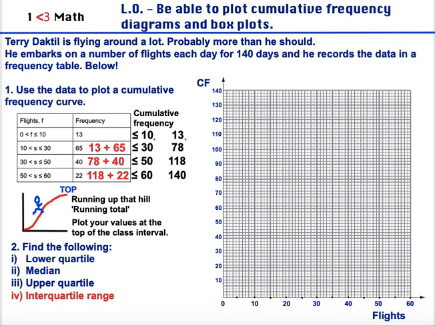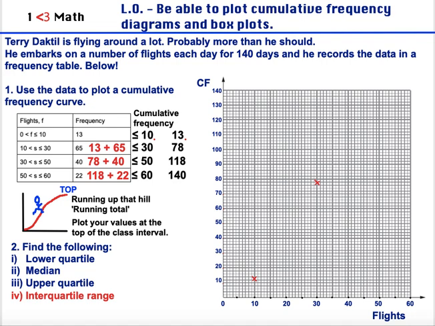Now the y-axis is ever so slightly off, so I'm just going to put some little red dots there so we can see the y-axis a little bit more clearly. Now, the first value we're plotting at 10 is a cumulative frequency of 13. So 10 is the x-axis, 13 is the y-axis. So there we are. Our second cumulative frequency we're going to plot at 30 on the x-axis and 78 on the y-axis.